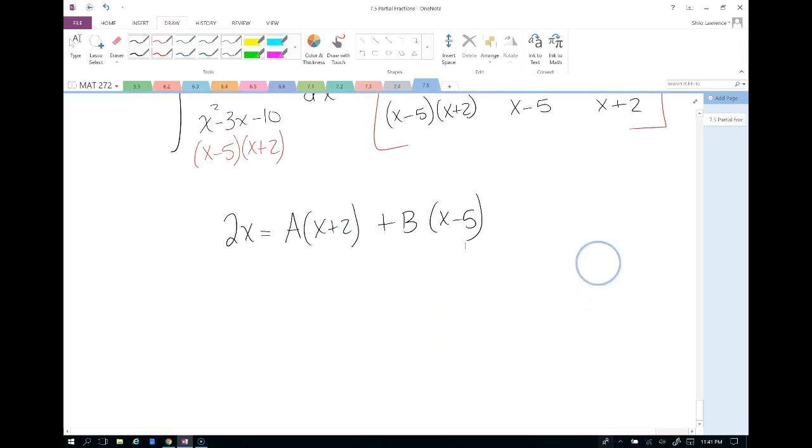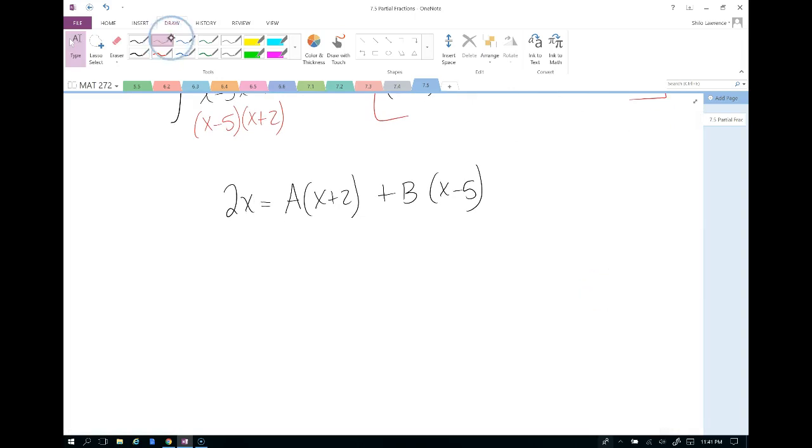Now remember, with these linear factors, we could use that magic number method. So I'm just going to plug in some x values. If I use x equals 5, the b term's going to zero out, and we'll be able to solve for a. So I'm going to go through and replace all my x's with 5s. And that's going to give me 10 equals 7a. The b term zeroes out because I have 5 minus 5. So my a is 10/7.